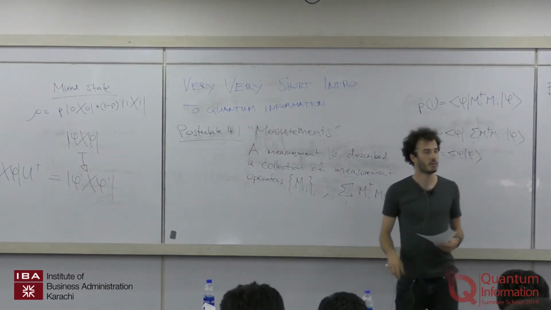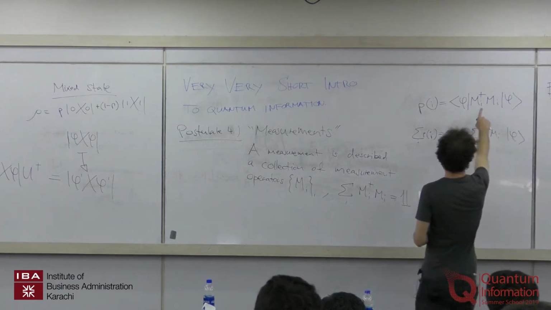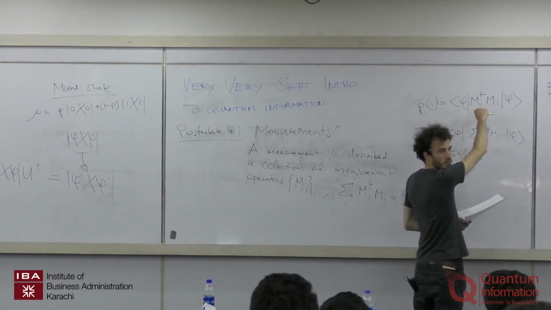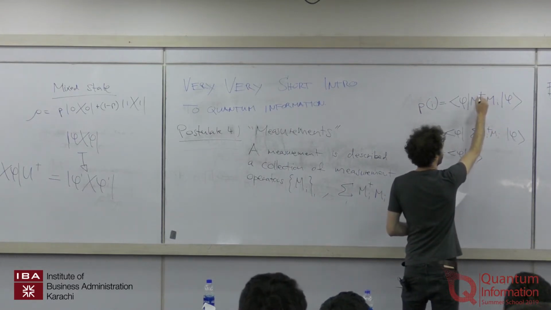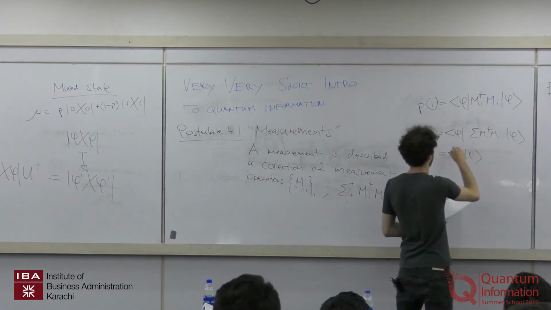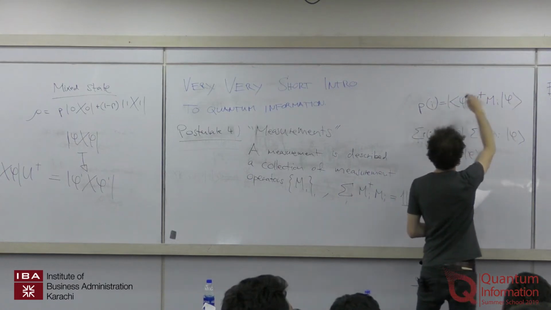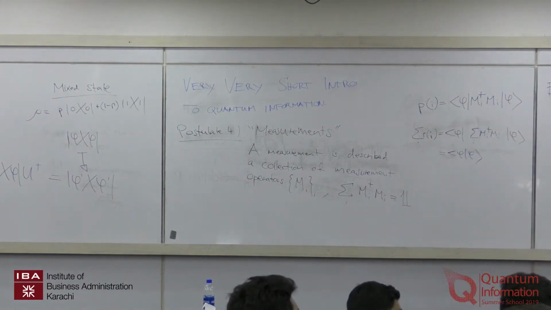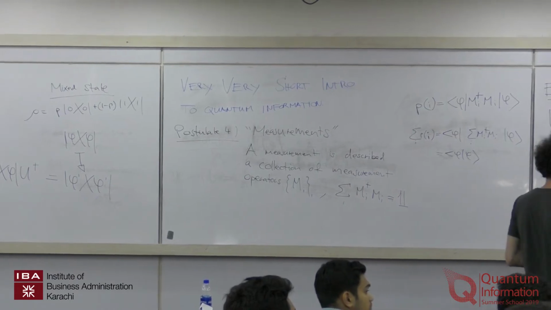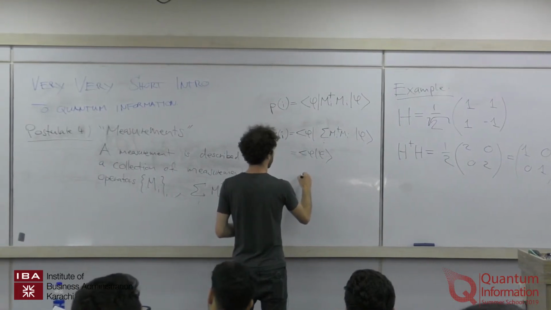Yes? Is it the modulus square of the inner product in that equation? Yeah, this one? Is it a mod square? Yes, it's the mod square of M times phi. I think you can write that this is equal to the norm square of M times phi. Because when you have an amplitude, the probability is the mod square of the amplitude.